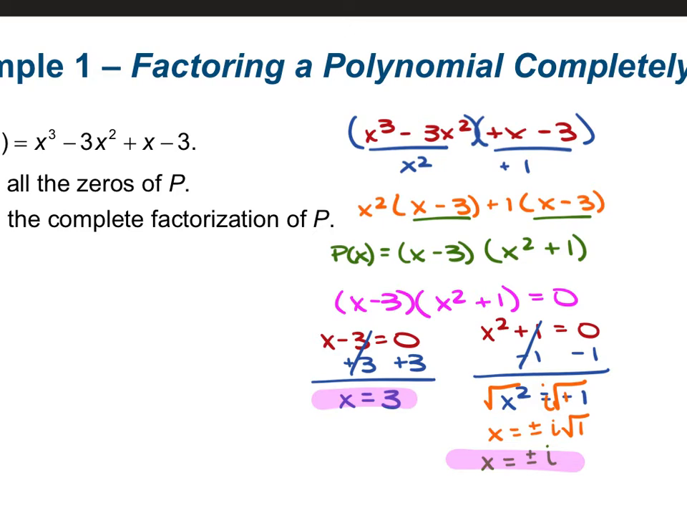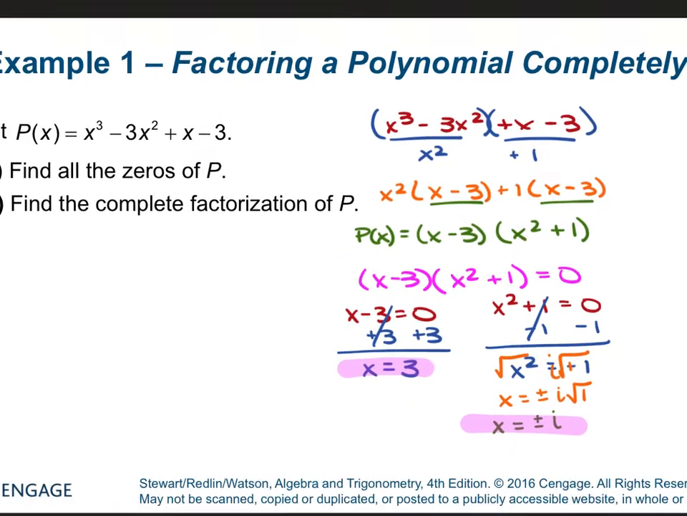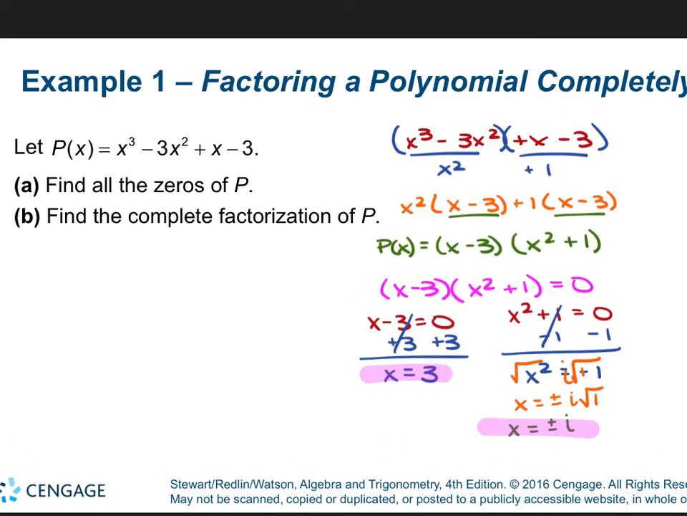From there, it asks you to find the complete factorization of p. So we're going to do the same exact thing that we did in lesson 3.4 when we were giving the linear products. So if we have x is equal to 3, this would give us x minus 3. If we have x is equal to negative i, this would give us x minus negative i, or x plus i. If we have x is equal to positive i, this gives us x minus i.